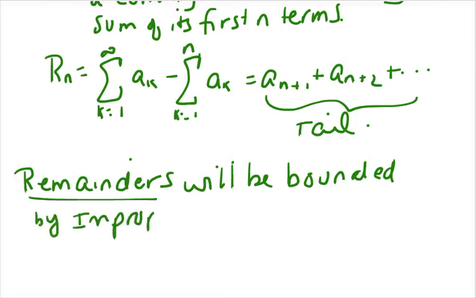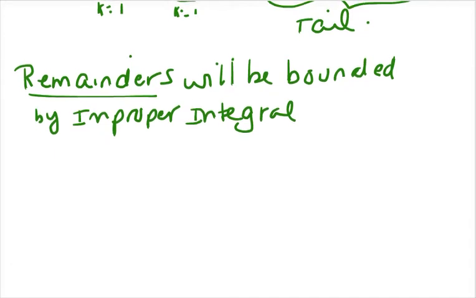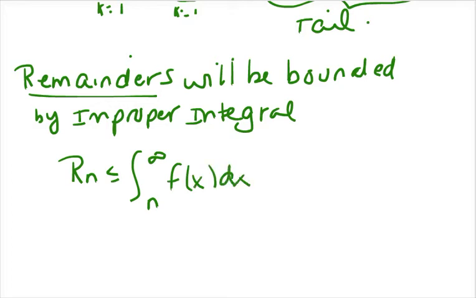And I'll show you an example in class, but we'll do one tonight. So they're going to be bounded by an improper integral. So what I'm describing here is that the remainder is going to be less than or equal to an improper integral of the function, right? So really what you're doing is bounding it by the tail.